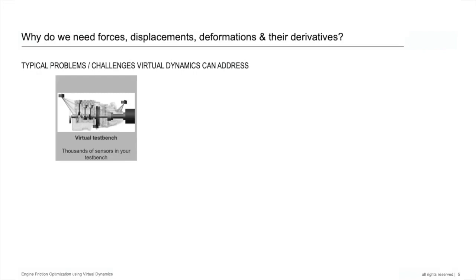So why do we need forces, displacements, and deformations, and their derivatives? If I try to list typical problems and challenges we can address using virtual dynamics, one of them is that we can build a virtual test bench. So we can have our powertrain in a virtual test bench, and in that virtual test bench, we can have thousands of sensors. At any point we want, we can predict forces, displacements, and deformations, which is practically not possible in the physical test bench.